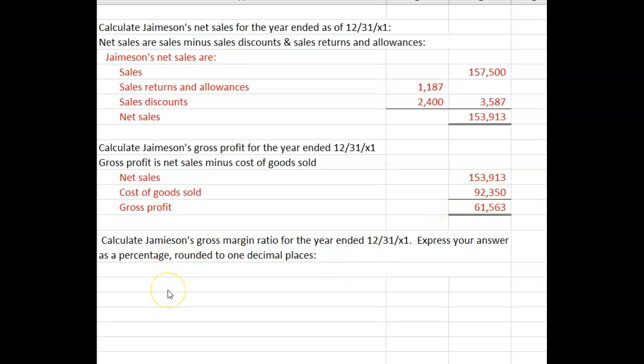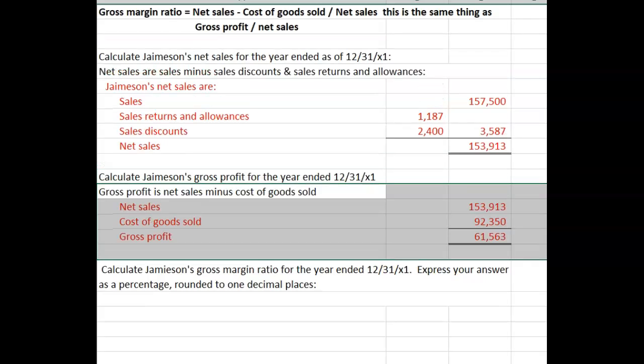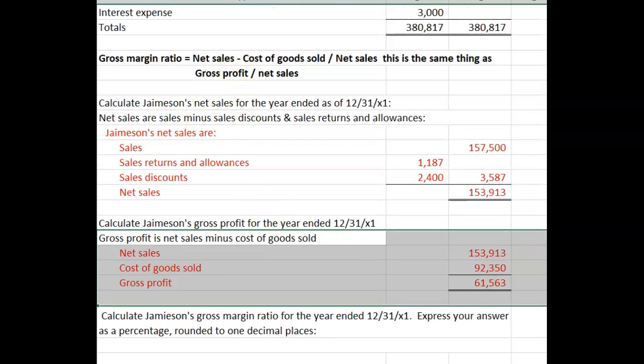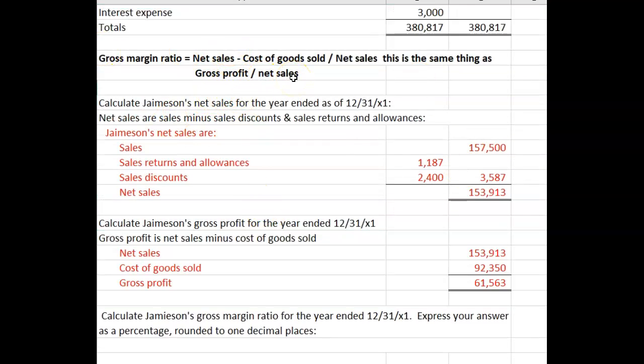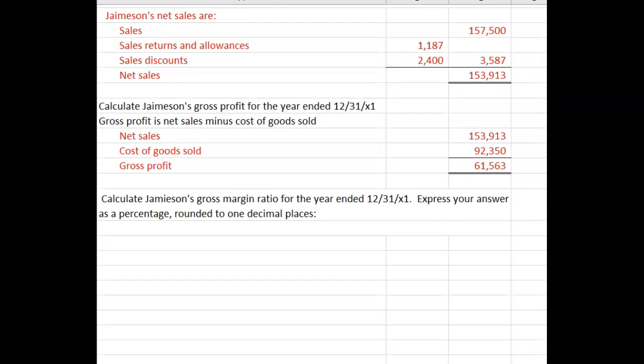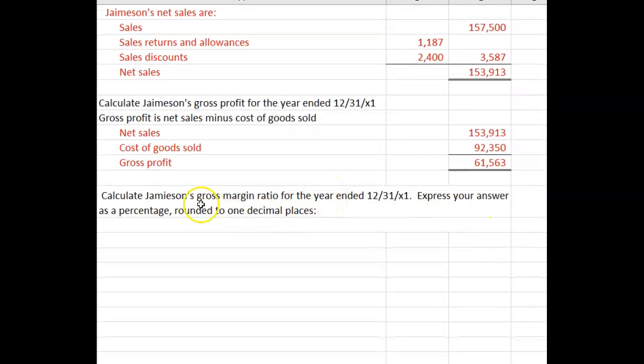Now we're in a position where we can easily calculate Jamison's gross margin ratio for the year ended 12/31/X1. Remember that the gross margin ratio is gross profit divided by net sales. So please do that calculation. Express your answer as a percentage rounded to 1 decimal place. So pause the video and then start the video again after you've finished your calculation.